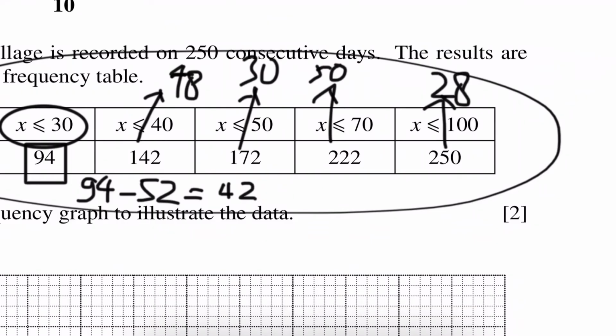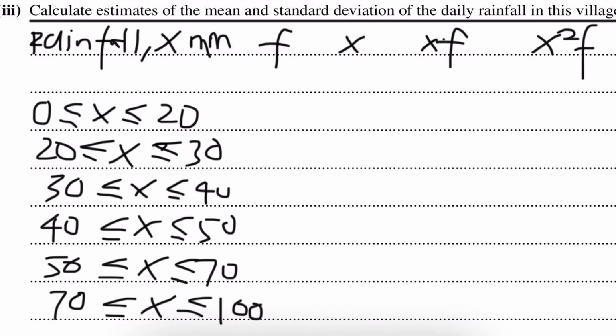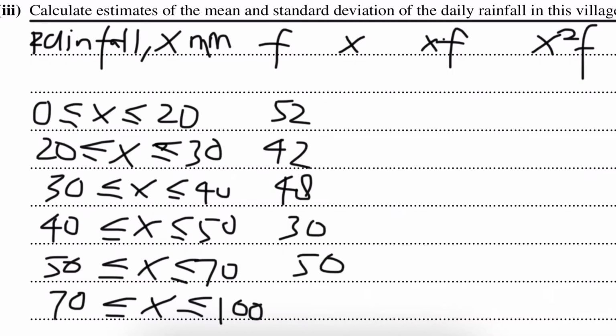So it's basically the right-hand value minus the left. Let's go back to the table. So this will be 52. This will be 42, 48, 30, 50, and 28.